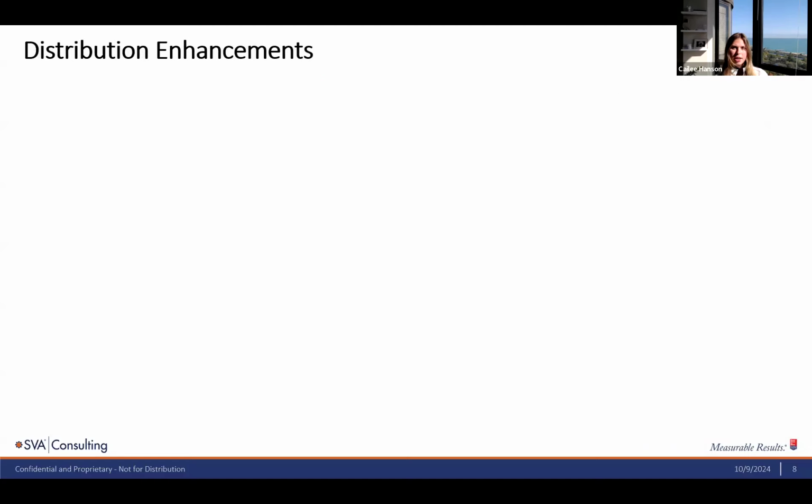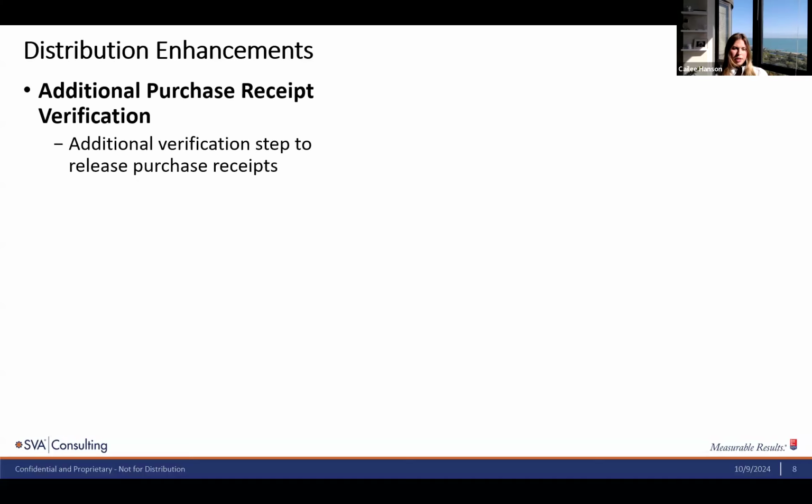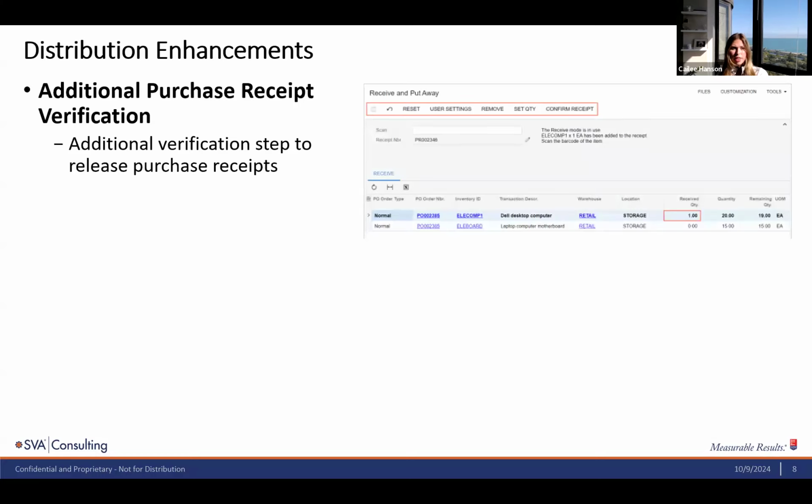Next, we'll transition a bit into the distribution enhancements. Again, many new enhancements on the distribution side, but a couple of main ones that we wanted to highlight today. The first being there's additional purchase receipt verification that has been added. With this, it's essentially adding an additional step for releasing purchase receipts once they come in.